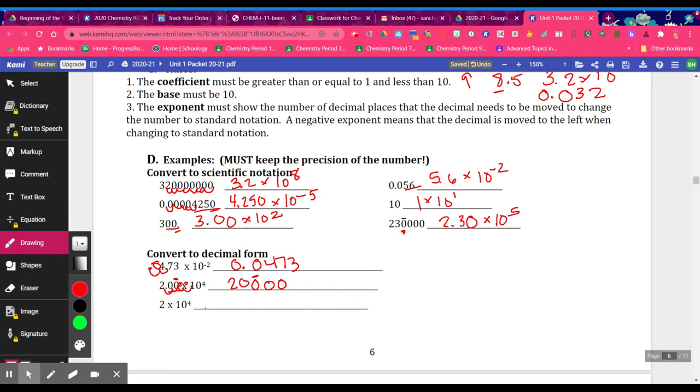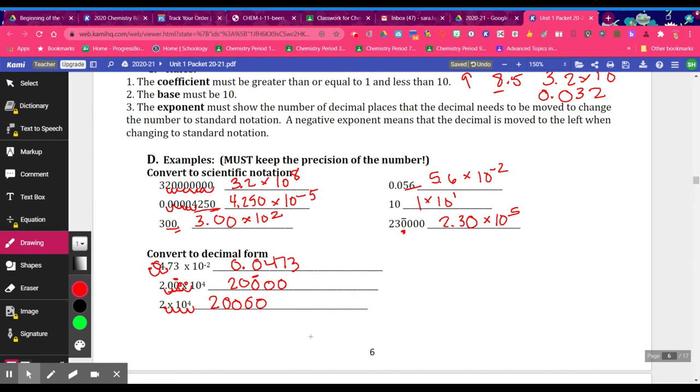Now down here, we just have 2 times 10 to the negative fourth. Here's your imaginary decimal point. Move it 1, 2, 3, 4. Fill in all your zeros. So we need 2, and we need 1, 2, 3, 4 zeros. There are no trailing zeros, so none of these zeros are significant. So we will not put a bar or a decimal point in there.